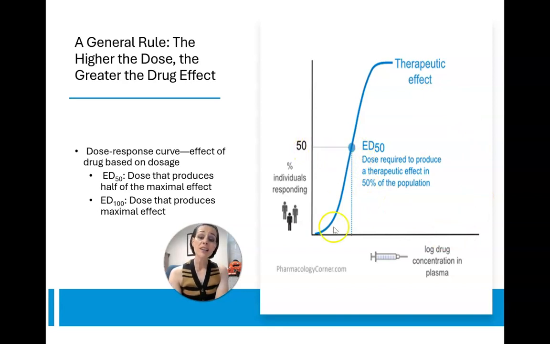So this is the dose response curve. It's going to rise until it eventually asymptotes. At this point, everybody is experiencing that therapeutic effect. But what we're also interested in is what is referred to as the ED50. This is the dose that produces half of the maximal effect, or the dose that is required to produce a therapeutic effect in about 50% of the population. By the time you get up to this asymptote, at that point you have what is called an ED100. There's a therapeutic effect for everyone, and this is a dose that will produce the maximum therapeutic effect.